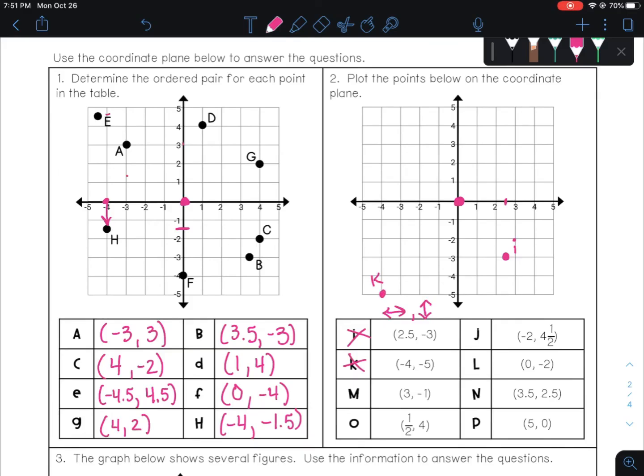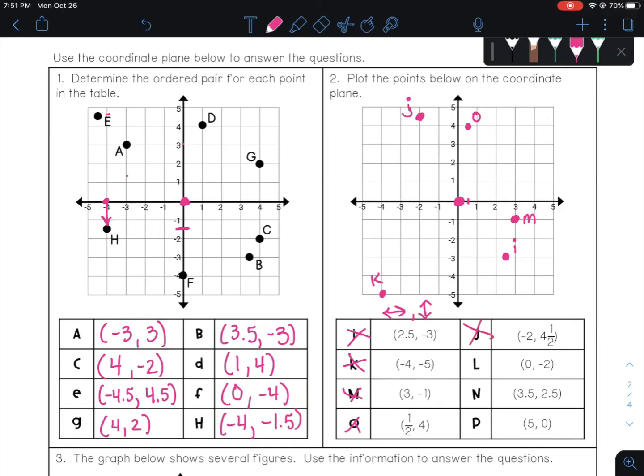For point M, go back to 0, 0. We're going to go over +3 and then down to the -1. Okay, point O says 1/2, 4. So 1/2 is halfway between 0 and 1. So about right here. And then we're going to go up to the +4. That's point O. Okay, point J, start at 0, 0. Go over to the -2. And it says 4.5. So I'm going to go up to the 4 and then halfway to the 5. So right between that 4 and that 5, that's going to be point J.